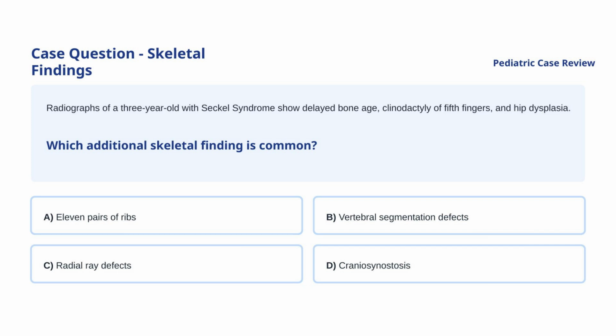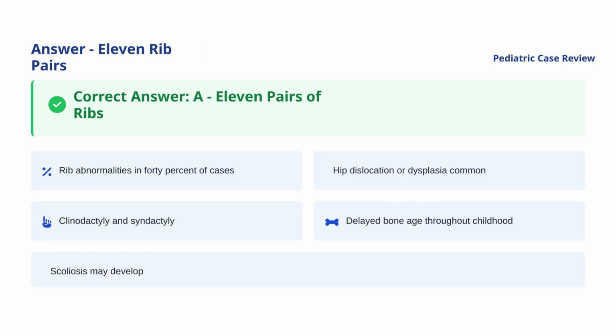Case 5. Radiographs of a 3-year-old with Seckel syndrome show delayed bone age, clinodactyly of 5th fingers, and hip dysplasia. Which additional skeletal finding is common? Option A, 11 pairs of ribs. Option B, vertebral segmentation defects. Option C, radial ray defects. Option D, craniosynostosis. The correct answer is A.